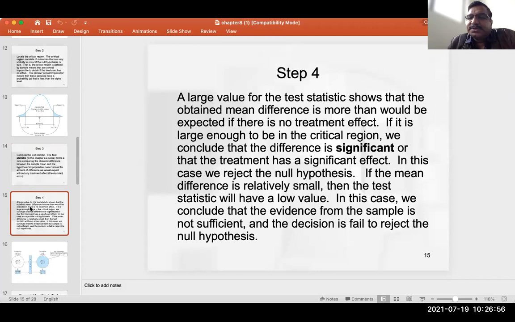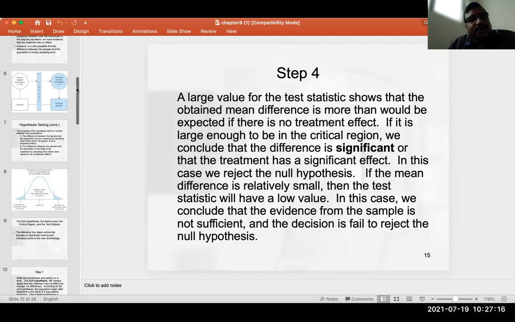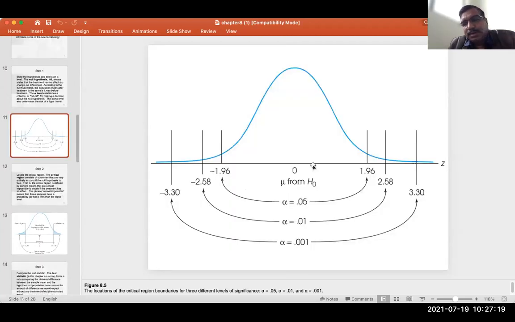Now in step 4, a large value of the test statistic means the obtained mean difference is more than would be expected if there is no treatment, if it is large enough to be in the critical region. So if the Z is going any side into the critical region, here on the x-axis we have the Z value. If Z value is going to be more, irrespective of the negative or positive sign, that is going toward the low probability region, right?